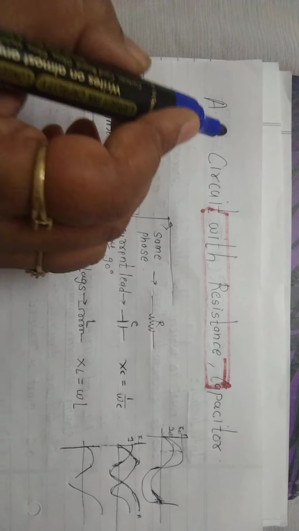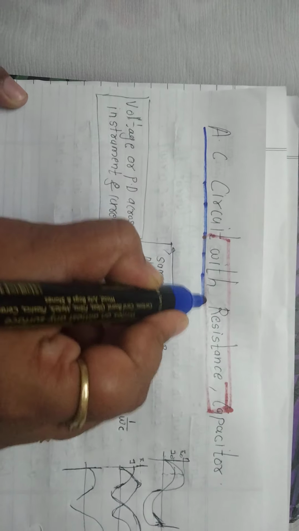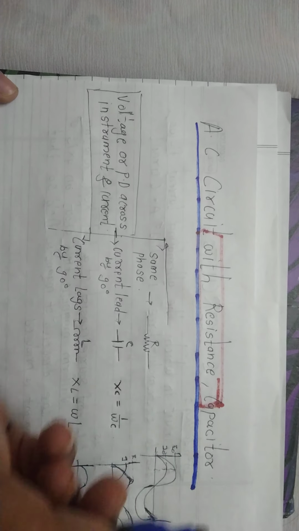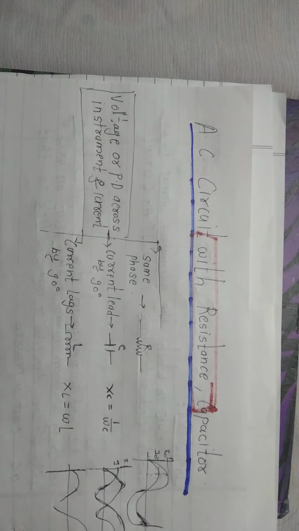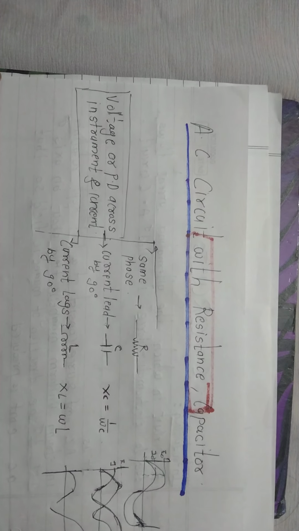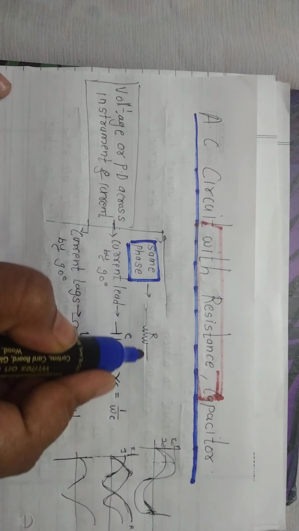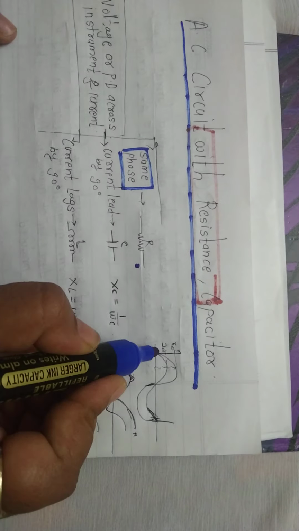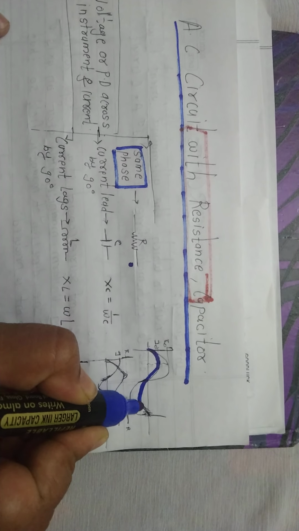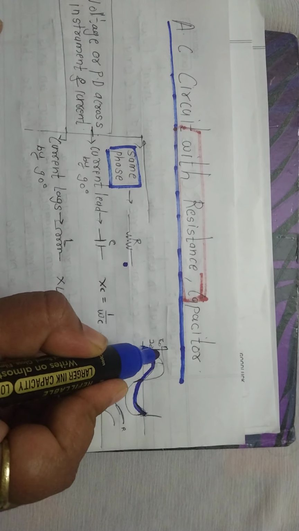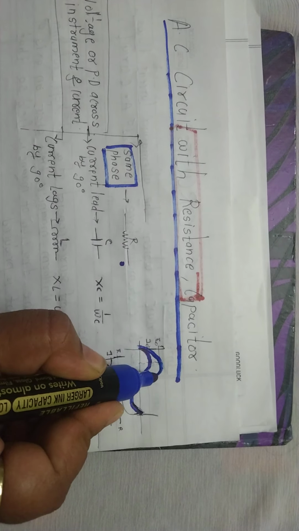Let us see AC circuits with a resistor, capacitor, and inductor. In a resistor, the voltage or potential difference across it and the current are in the same phase. This is the current wave, and this is the EMF produced, the potential difference across the resistor. This is the same phase in an AC circuit with resistance.